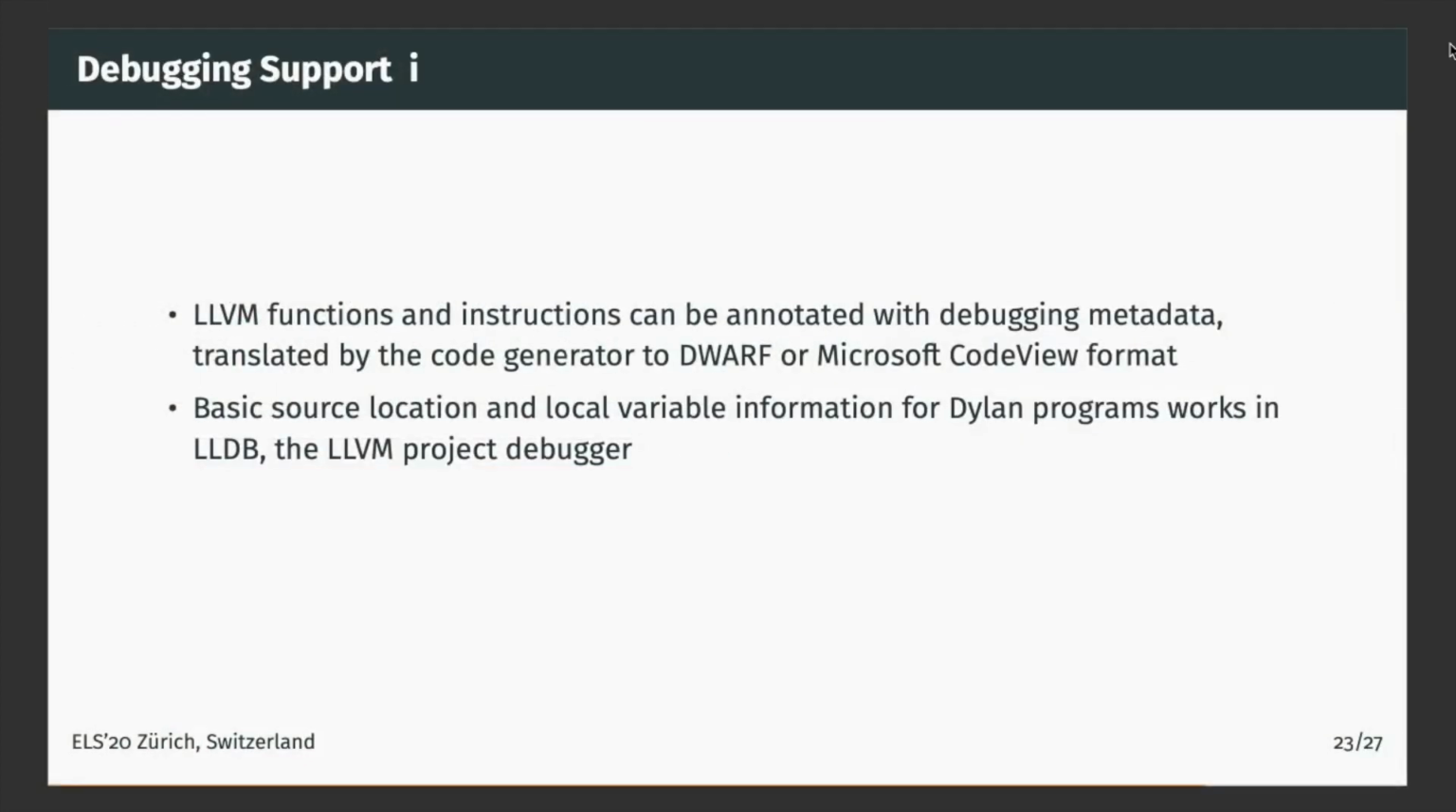LLVM functions and instructions can be annotated with debugging metadata, translated by the code generator to DWARF or Microsoft CodeView format. DFMC's LLVM backend can generate this metadata, so the basic source location and local variable information for Dylan programs now works in LLDB, the LLVM project debugger.